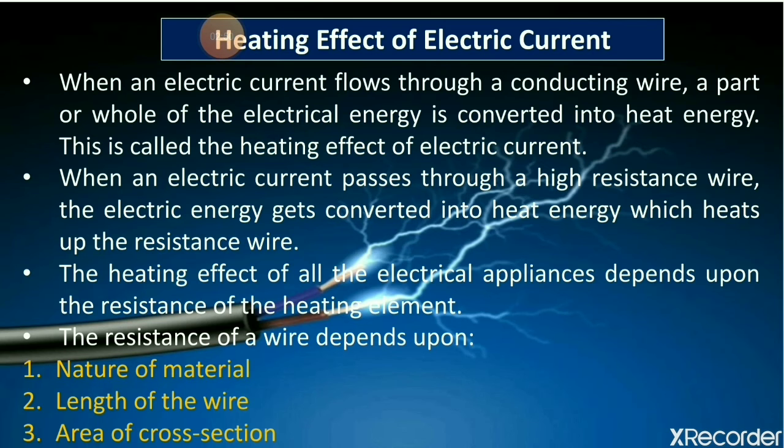Meaning, whether it is of less resistance or of high resistance. Okay, so the resistance of a wire depends upon the nature of the material, meaning the substance through which electric current is passing, then the length of the wire and the area of cross section. When the resistance of the wire is higher, there will be a greater heating effect. That is why alloys like nichrome have high resistance.